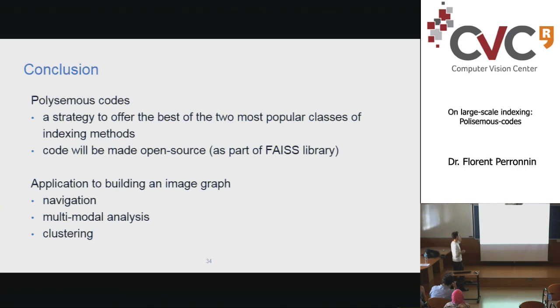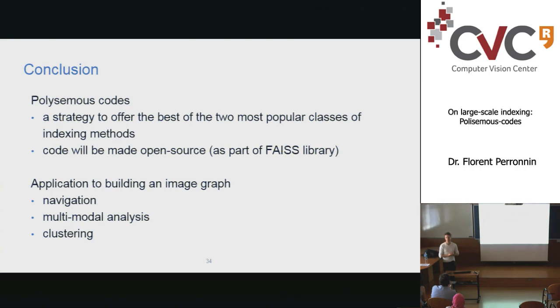I know that Hervé and Matthijs are working very hard to make this open source, but not by itself, as part of a much larger open source library called the Facebook AI Similarity Search Library, which will contain a lot of routines. So if it's a topic of interest to you, please stay tuned. What I showed you in the end was an application to building an image graph, and what you could do with such a graph: some navigation, multimodal index clustering, etc.